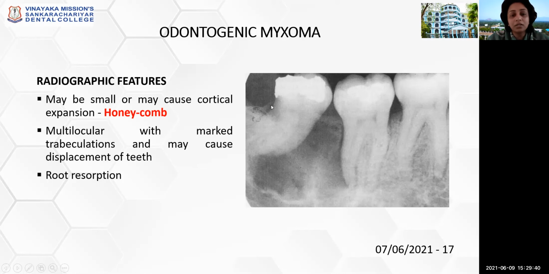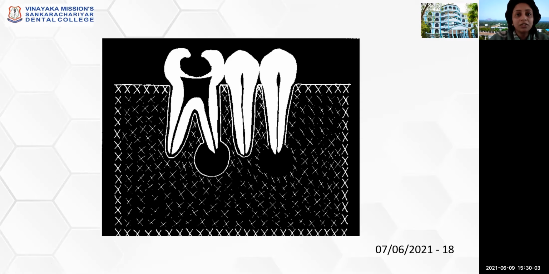Whereas in other carcinomas like metastatic carcinomas or osteosarcoma, the periodontal ligament space will show a uniform band-like widening, and it will involve multiple teeth. With that also we can diagnose it as another malignant tumor. So these are the few lesions which we have discussed.